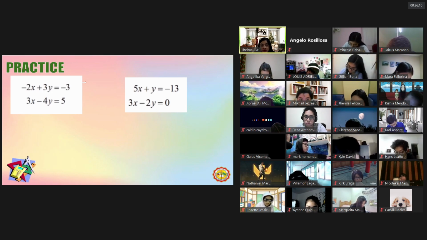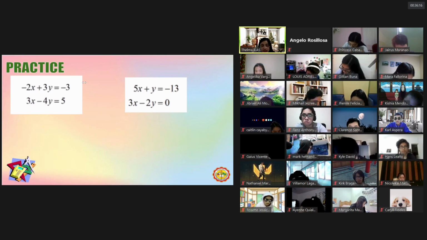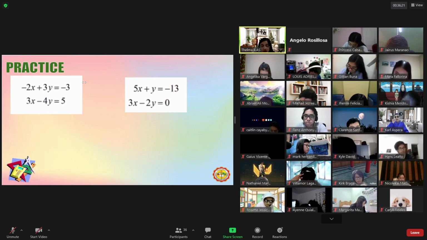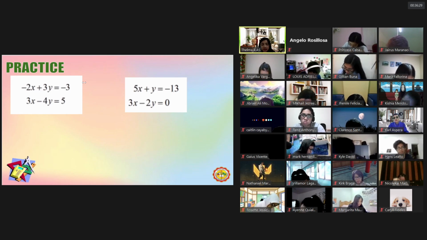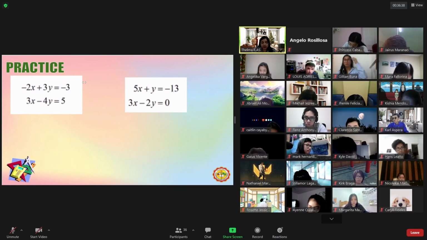Okay, Gwen, this is correct. Mark Hernandez, paki-recheck, paki-retype mo anak. Rosette, this one is correct. Jam, can you please recheck your sign for X? Adrian, number 2. Check ang sign ng Y. Ayin, check for number 1. Check the sign, John Wilson, ng number 2. Carl, this one is correct. 1 and 2, correct. Carl Aspera.